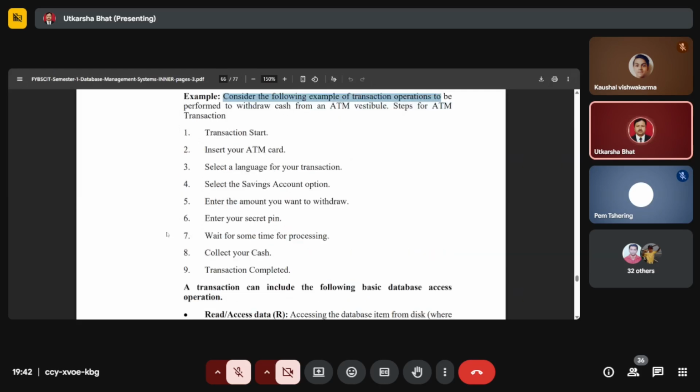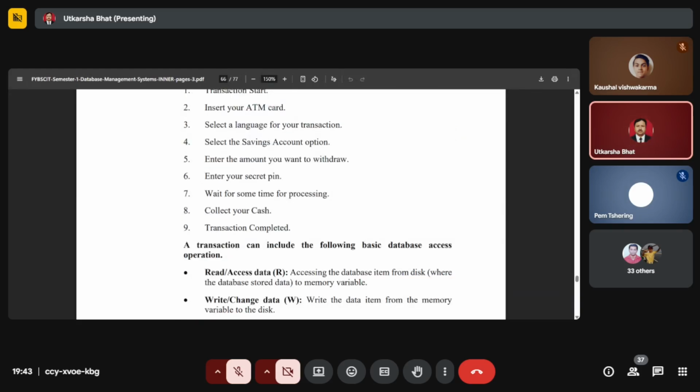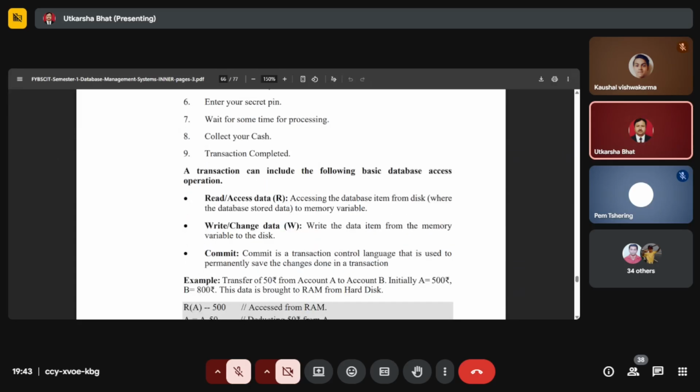So there are so many steps when you withdraw money from an ATM. The transaction has started: insert your ATM card, select language for your transaction, saving account option, enter the amount you want to withdraw, the secret PIN, password, and wait for processing. Sometimes you have to wait, and collect your cash. Transaction is completed. These are the steps. When any customer or client goes to an ATM, we follow this kind of steps. A transaction can include the following basic database access operations.